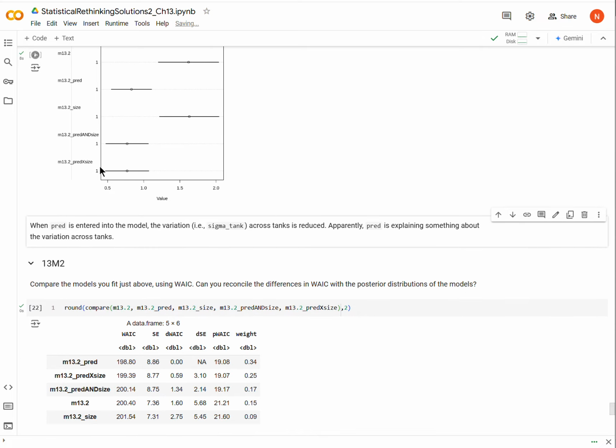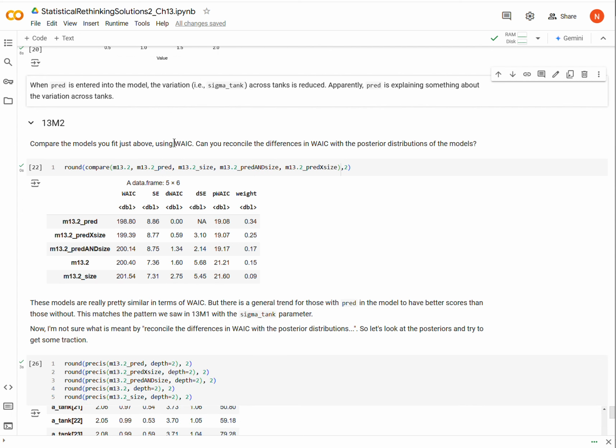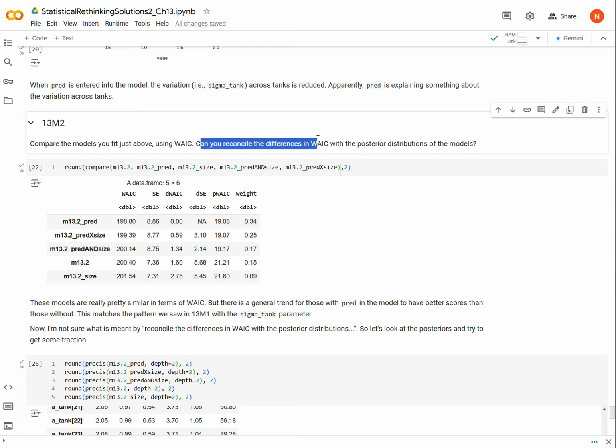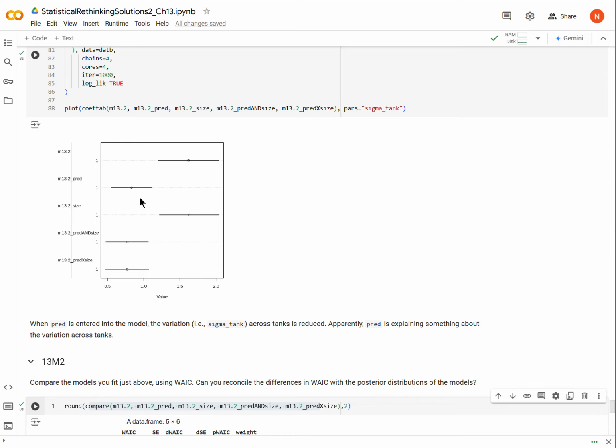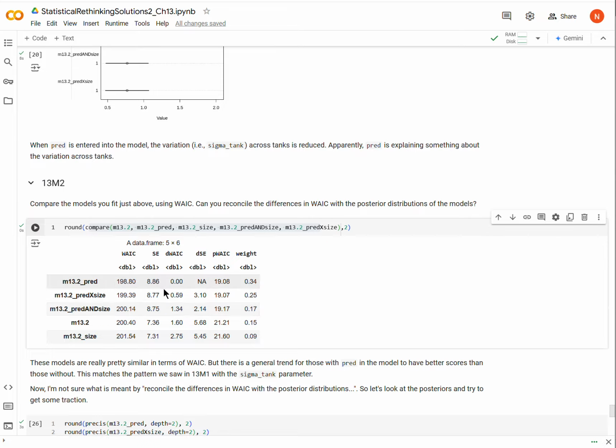Now, in 13M2, we're supposed to compare these different models using WAIC, and I've done that here. Then we're supposed to reconcile the differences in WAIC with the posterior distributions of the models. The second part, again, I'm not really sure what that means, so I kind of stumble my way to an answer. Let's compare these different models. I've rounded it off to 2 decimal places so it's easier to look at, and we see the WAIC scores as well as the ranks of the different models. We see that the models with predation are typically scoring better than the models without predation, which very much mirrors what is happening with the sigma values. There's less variation among tanks when predation is entered into the model.